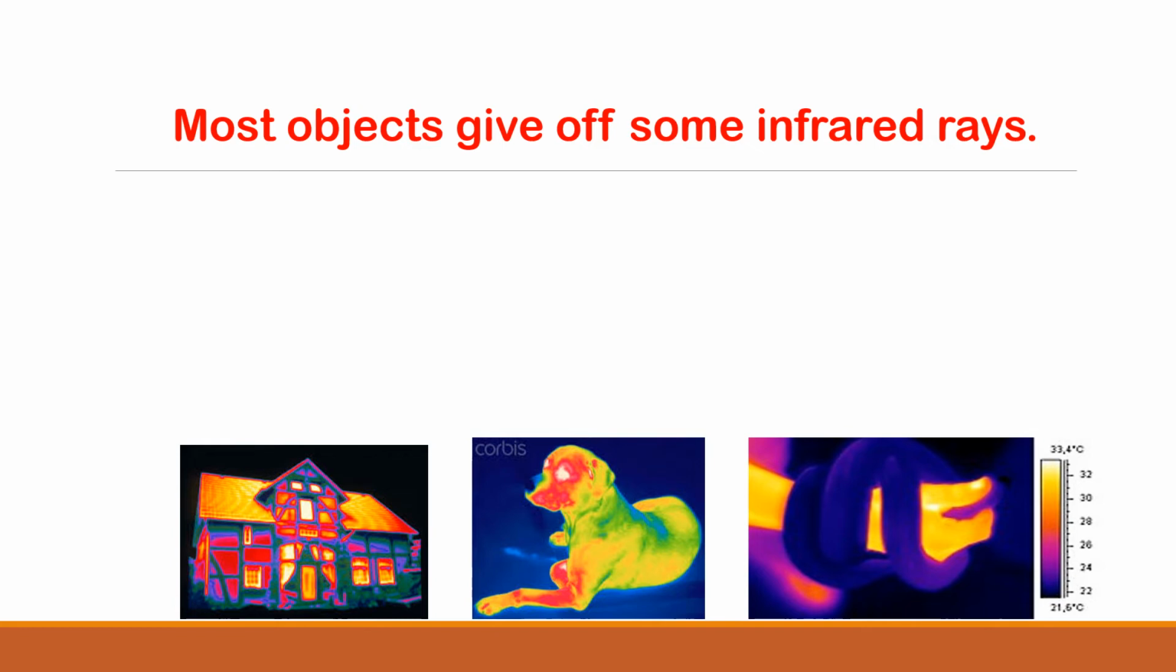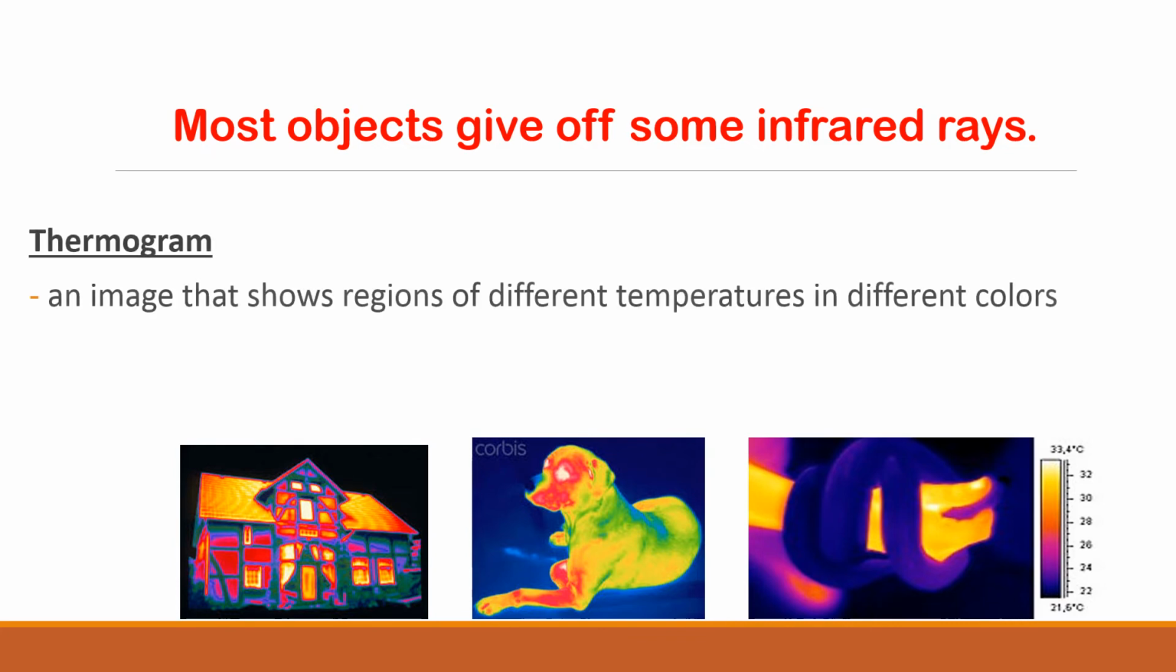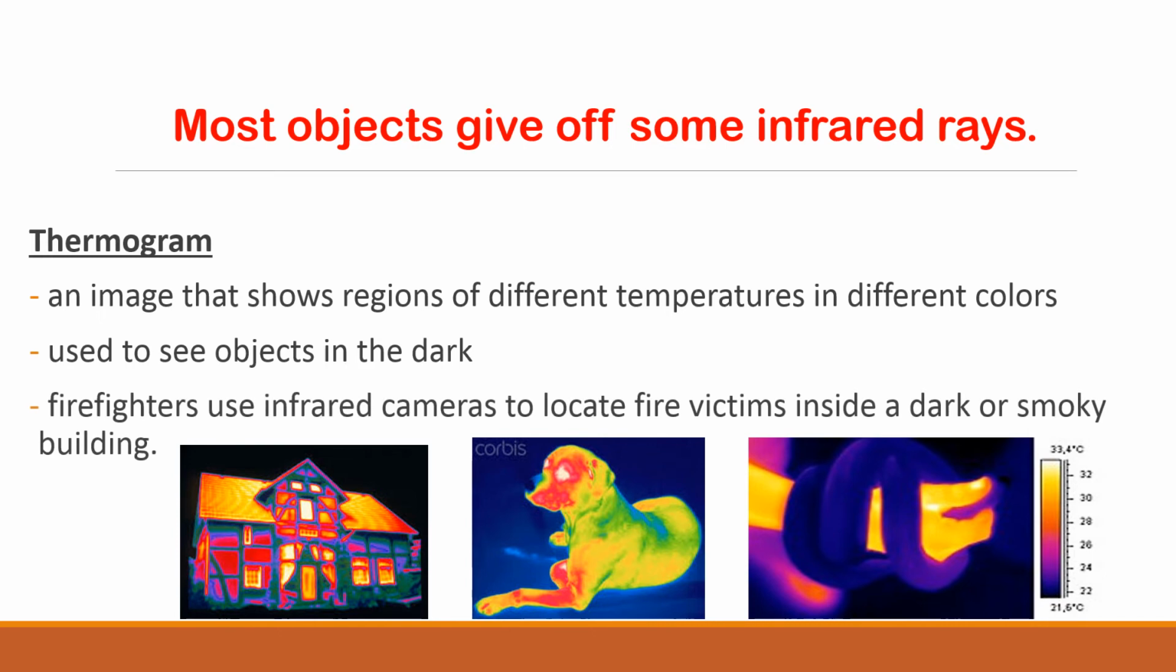An infrared camera uses infrared rays instead of visible light to take pictures, called thermograms. A thermogram is an image that shows regions of different temperatures in different colors, as shown in these pictures. It is also used to see objects in the dark, and firefighters use infrared cameras to locate fire victims inside a dark or smoky building.